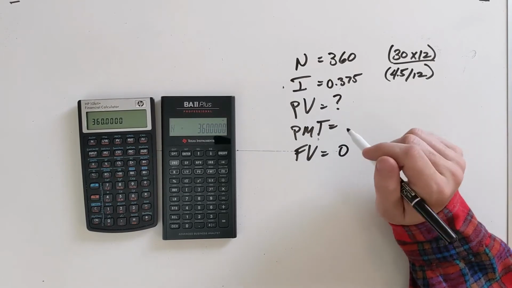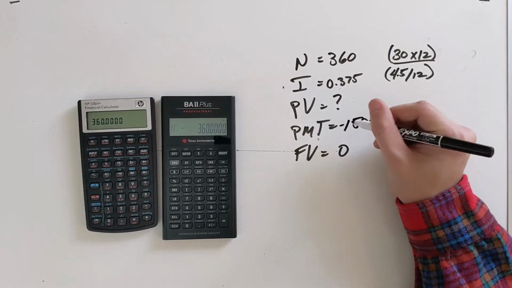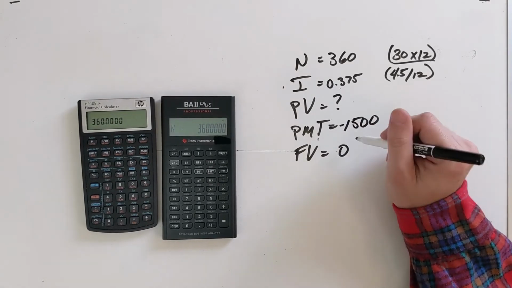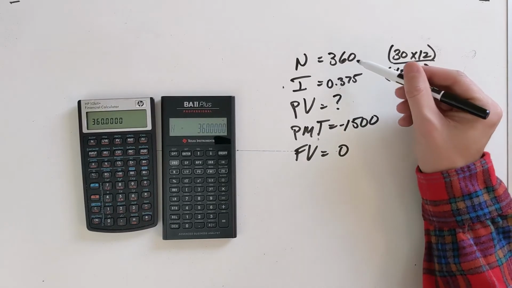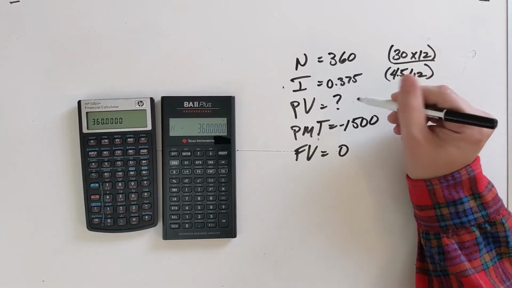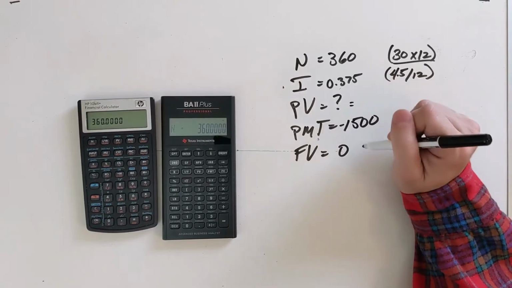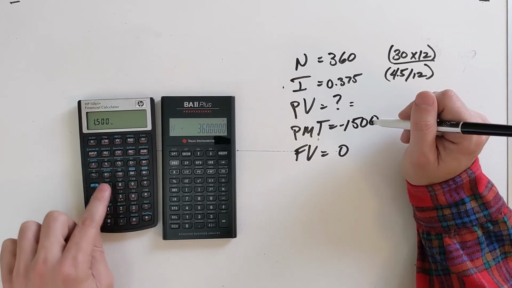So you say something like, well, I can afford $1,500 a month, and I'm going to make that negative because I'm willing to give up $1,500 each month for 360 months starting from today at this rate of interest. How much house can I buy? How much loan will they give me? Well, enter in our information.